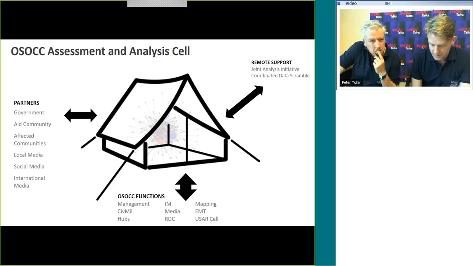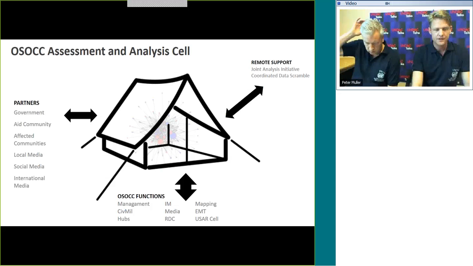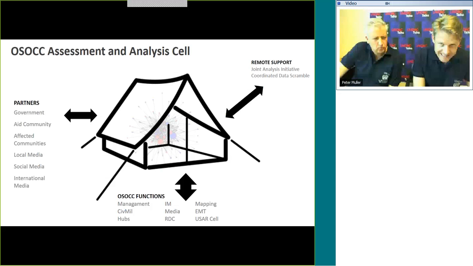At a minimum, the cell needs to be equipped with 2 people. So that's the minimum setup. One person focusing on the secondary data and the analysis, and the other person running around trying to coordinate all the primary data, the field assessments.